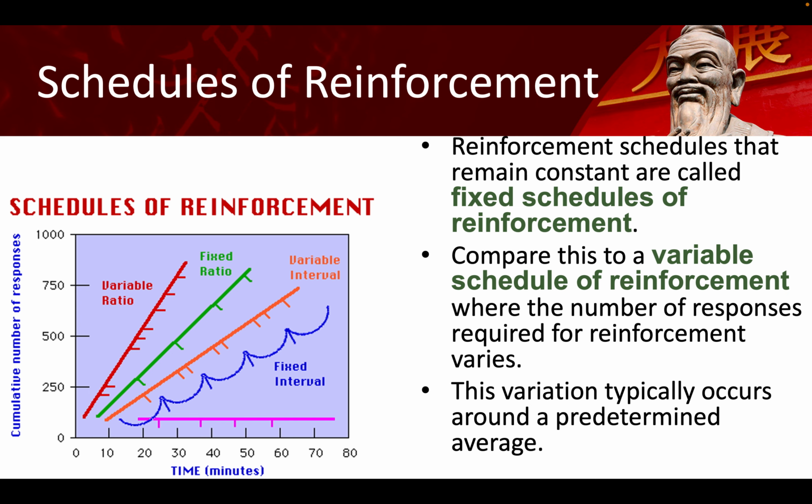Reinforcement schedules that remain constant are called fixed schedules of reinforcement. Compare this to a variable schedule of reinforcement, where the number of responses required for reinforcement varies. This variation typically occurs around a predetermined average.